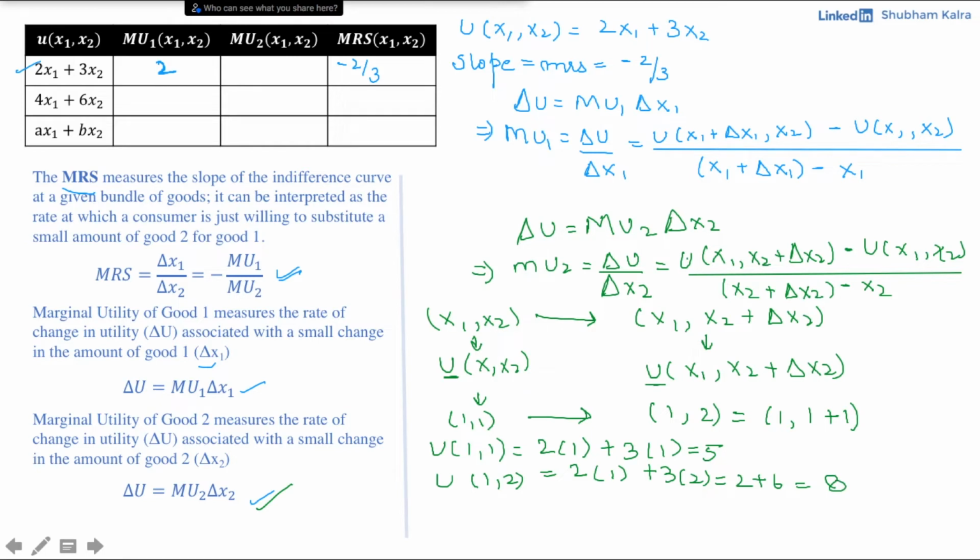Thus your MU2 is u(1, 2) minus u(1, 1) divided by 2 minus 1, which is equal to 8 minus 5 divided by 1, which is equal to 3. Thus your marginal utility of good 2 is 3. Now let's calculate the MRS and verify if we are able to get the same value of MRS if we substitute the values of MU1 and MU2. Now your MRS is equal to minus MU1 divided by MU2, and MU1 is 2 and MU2 is 3. Thus your MRS is minus 2 divided by 3, which was something we got earlier.